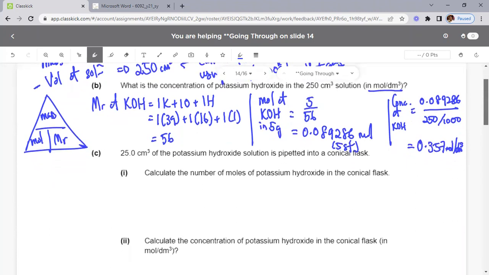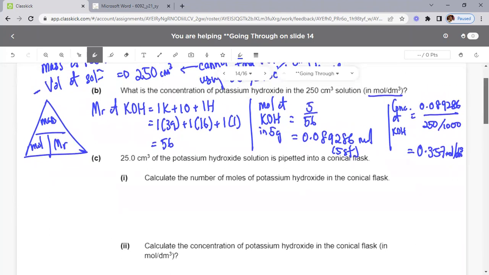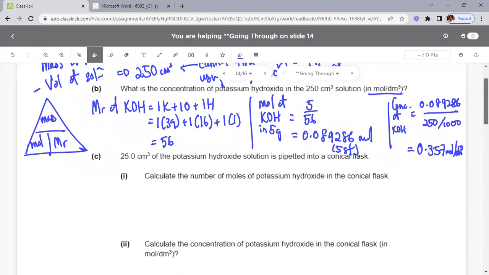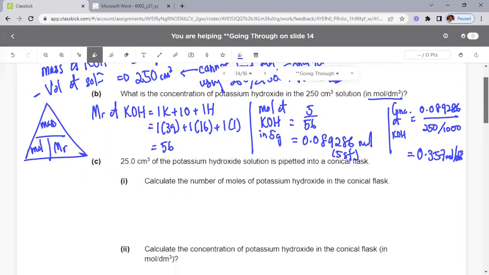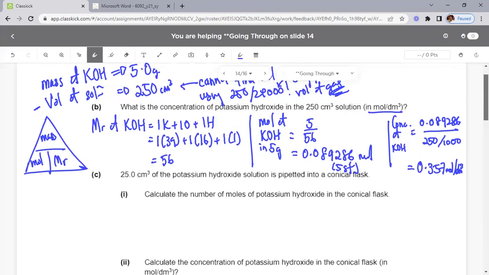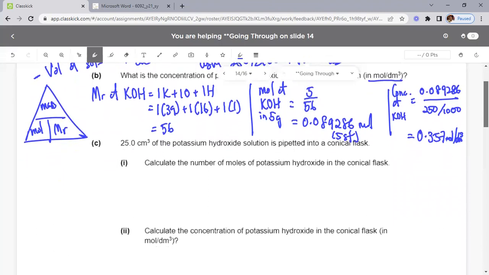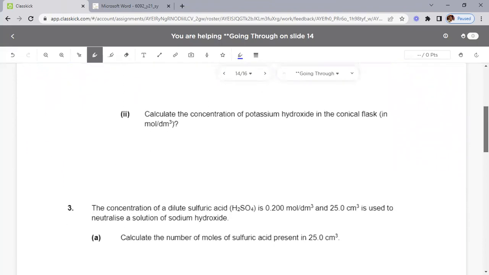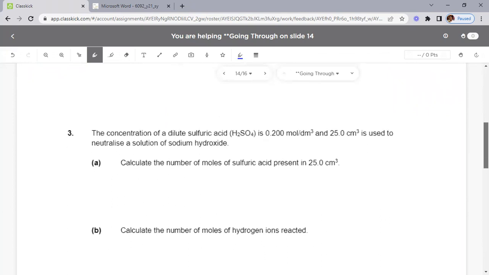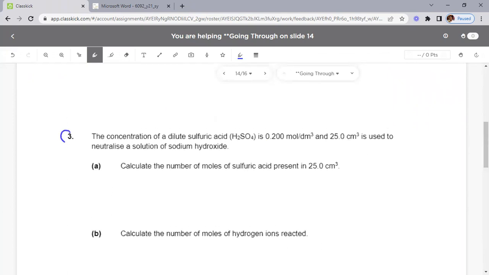0.357 mole per dm cube. Okay, so this is for part B here. I'm not going to go through part C yet. What I want you to do now is take a look at question 3A. I want you to try 3A now.